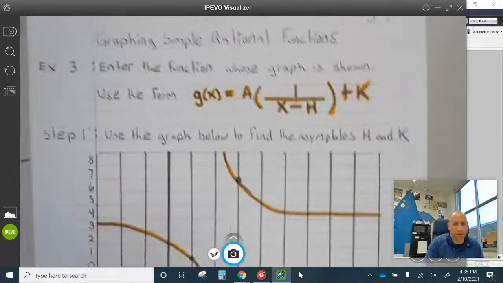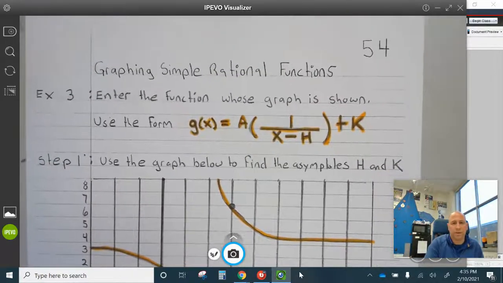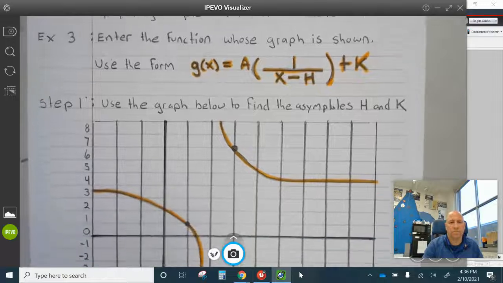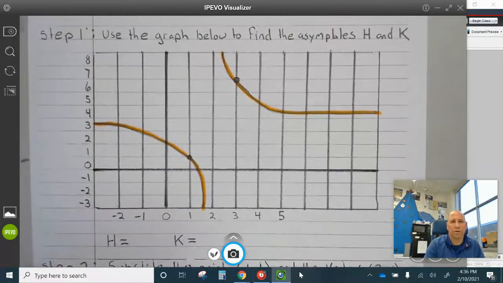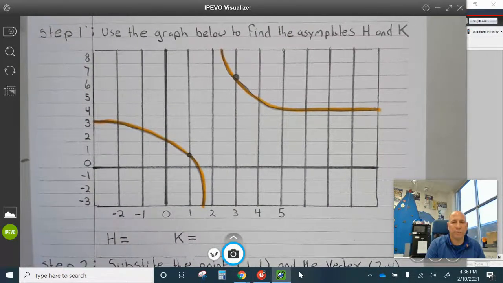Let's take a look at example 3. Graphing simple rational functions, journal page 54. Example 3. Enter the function whose graph is shown. Use the form g of x equals a parentheses 1 divided by x minus h plus k. Okay, step 1. Use the graph below to find the asymptotes h and k.